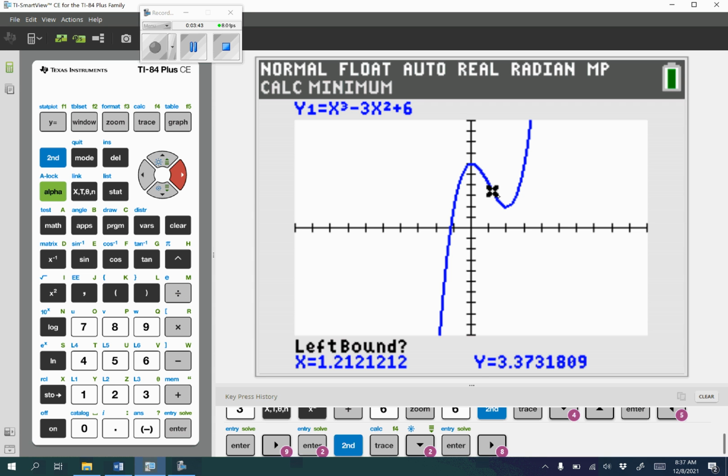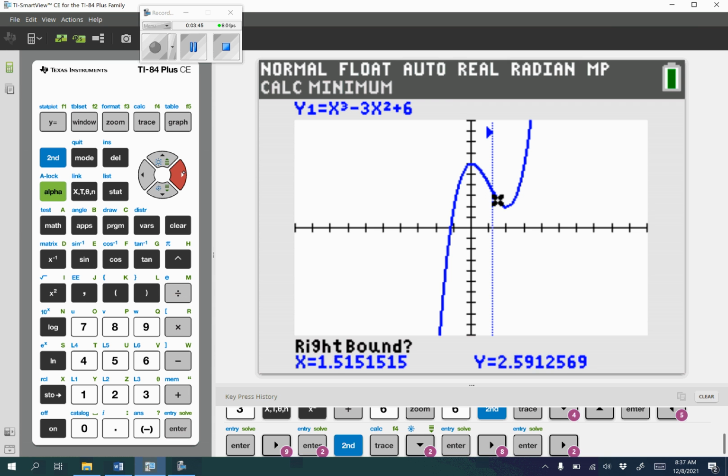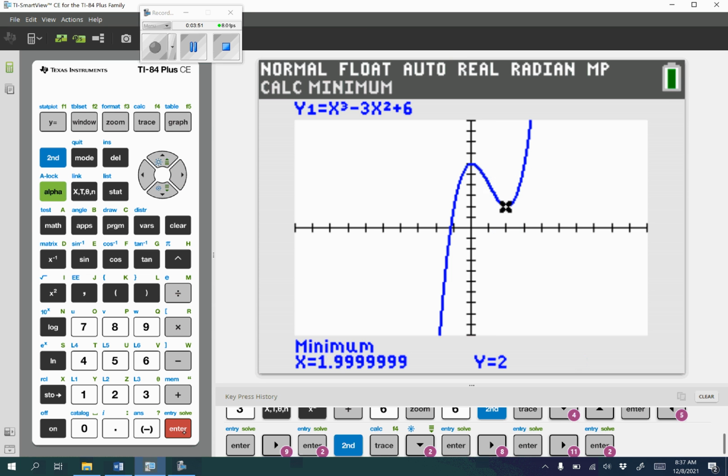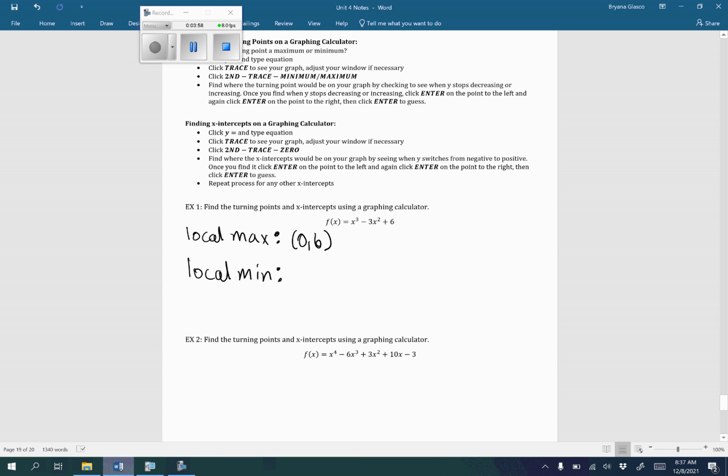So this decreasing part here. Then I'm going to put my cursor on the right-hand side where it's increasing. Press enter and press enter again. And I'm going to round, probably this is a 2. So we have (2, 2). So that's my local min. And then these are our turning points.